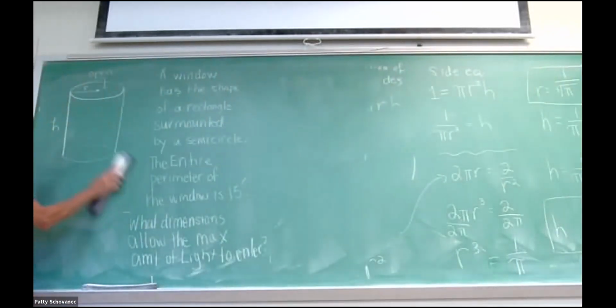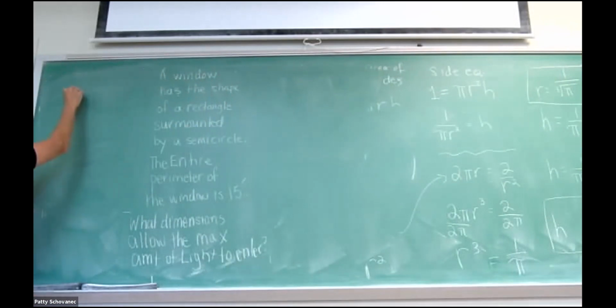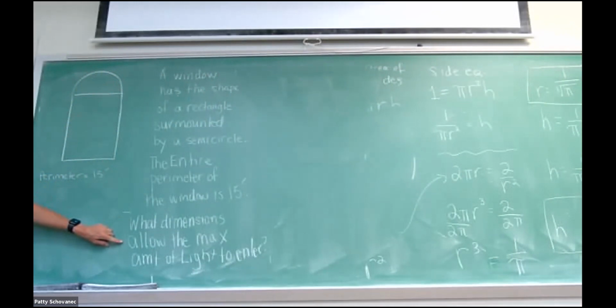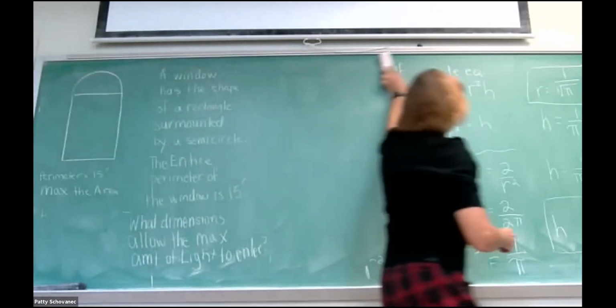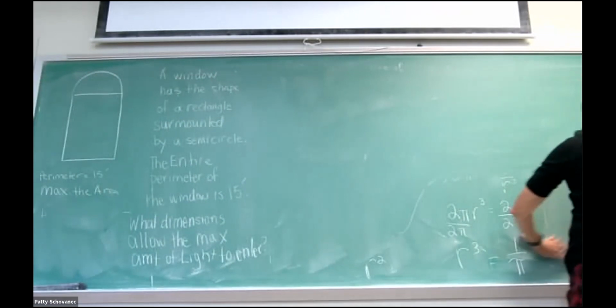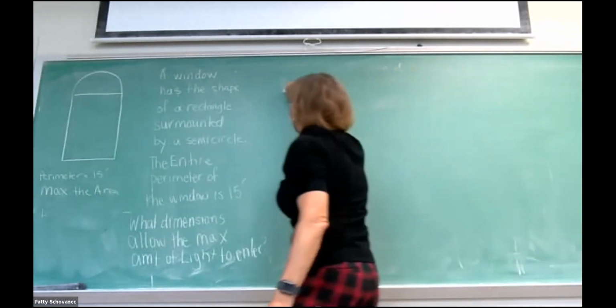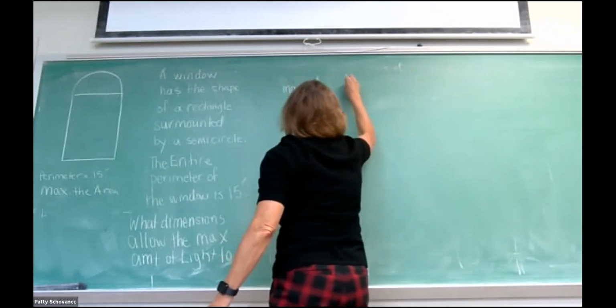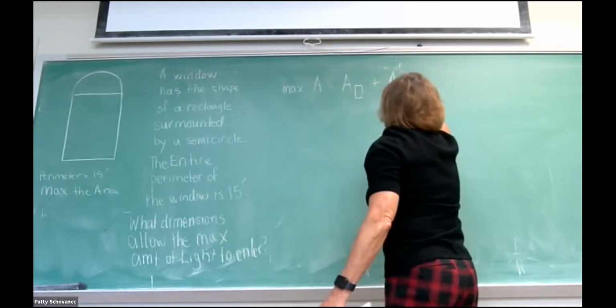So do you want a big old fat window with a circle on top of it, or a skinny window? That's kind of the question. There's the rectangular part. There's the semicircle, the whole perimeter, 15 feet. The dimensions that allow the maximum light to enter would be area. Do you agree? The perimeter is 15 feet, and we want to maximize the area. So you need to add together the two areas: the area of the rectangle plus the area of half of a circle. Maximize area is equal to the area of the rectangle plus the area of the semicircle.